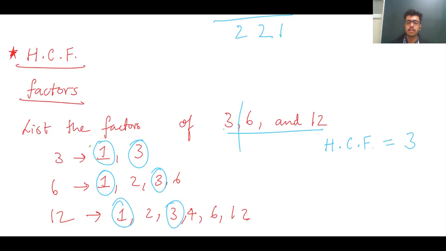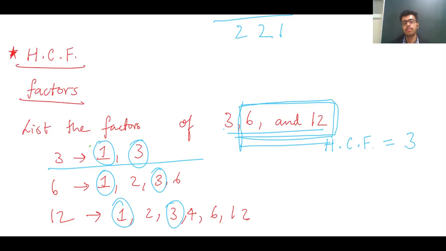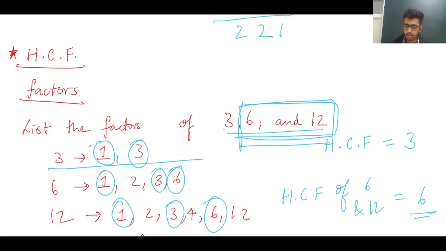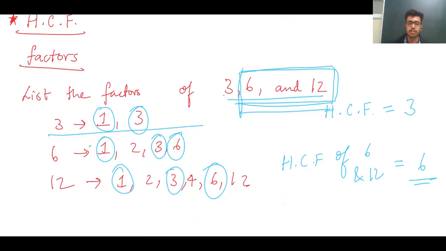Okay, what about only 6 and 12? What is the highest common factor of only 6 and 12? Not 3. 6. Yeah, the highest common factor for only 6 and 12 is 6, right? So the HCF of 6 and 12 is 6. Okay. So I think you understood what is the meaning of HCF.